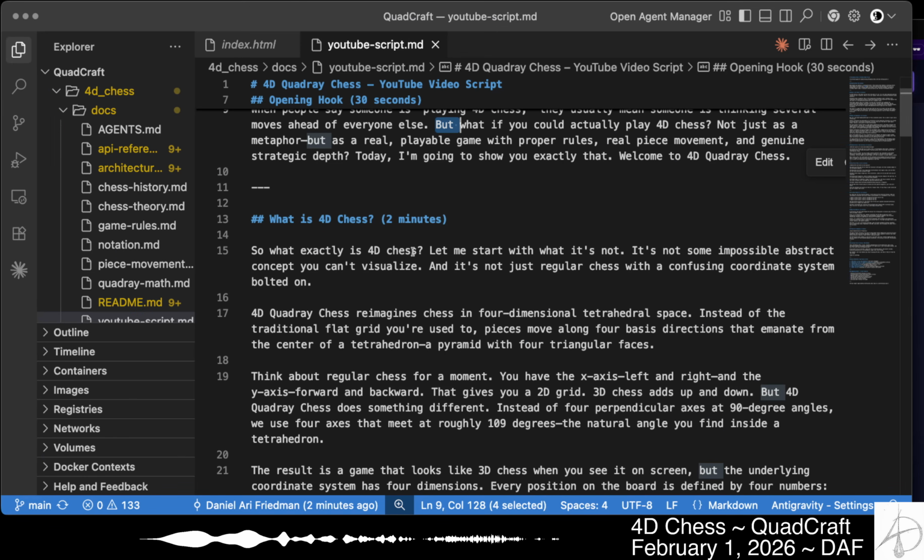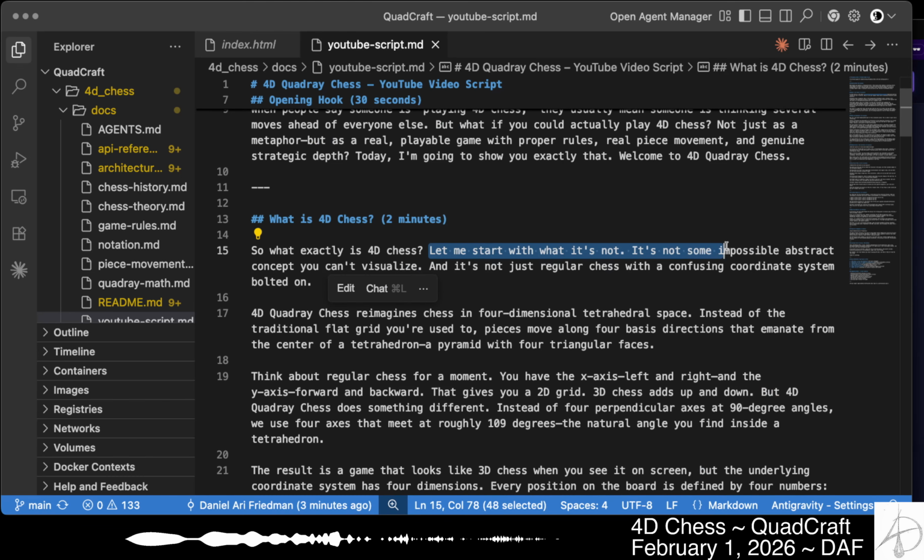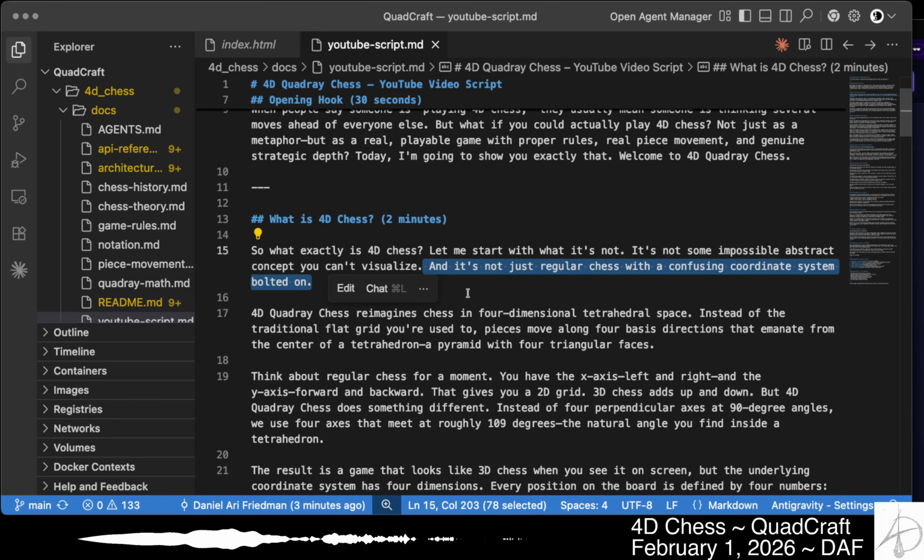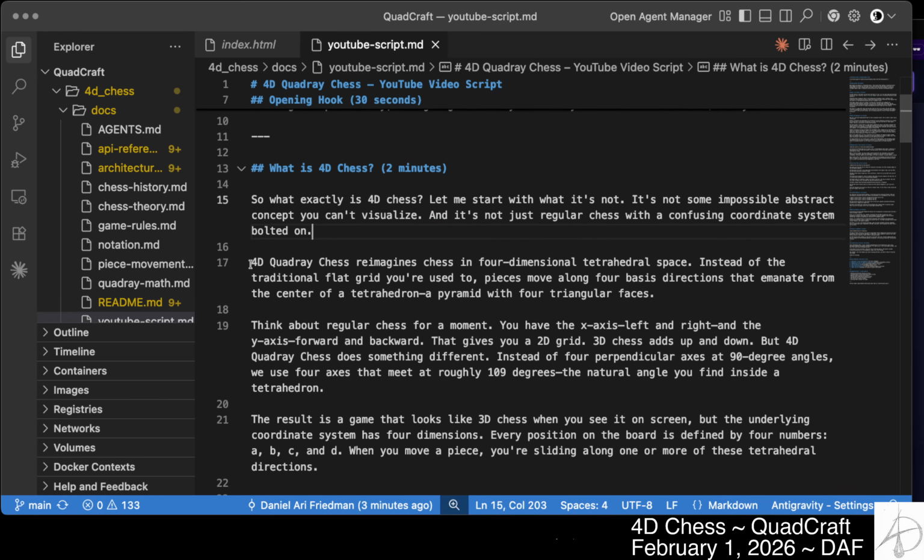So, what exactly is 4D chess? Let's start with what it's not. It's not some impossible abstract concept you can't visualize, and it's not regular chess with a confusing coordinate system bolted on. 4D Quadray chess reimagines chess in a 4D tetrahedral space.